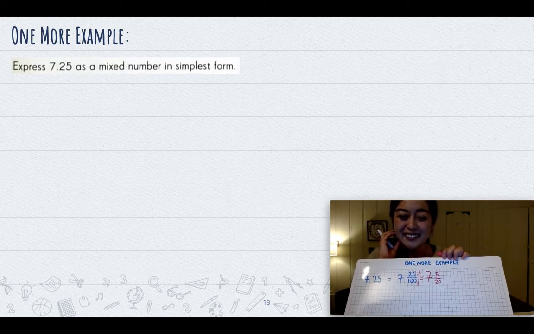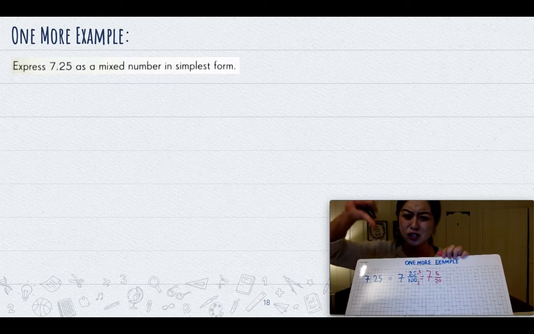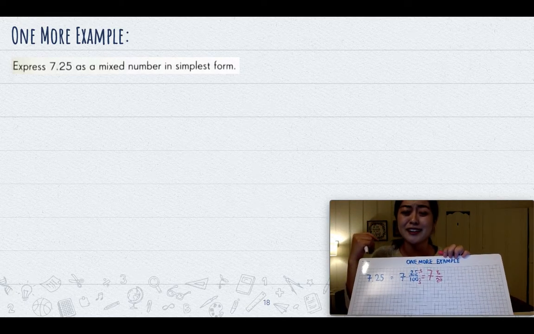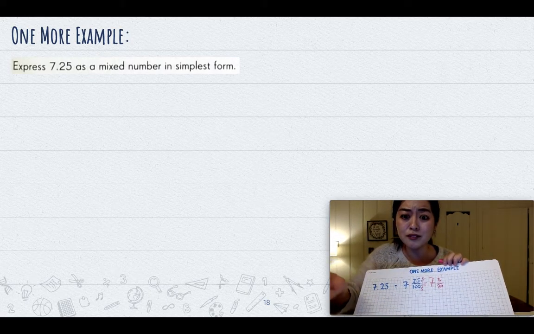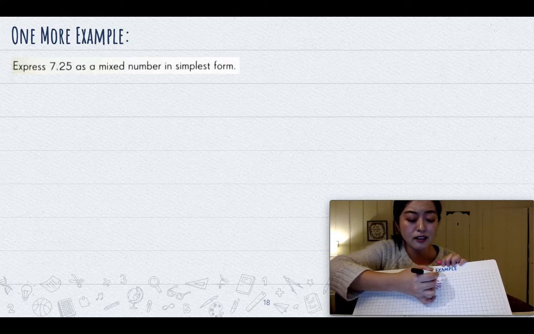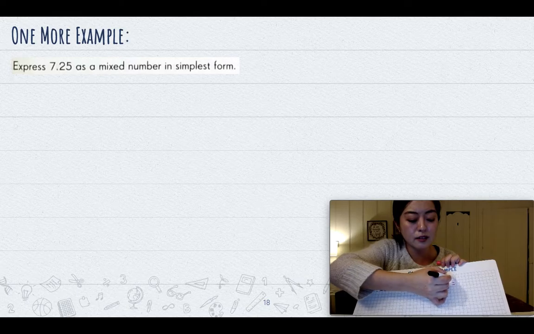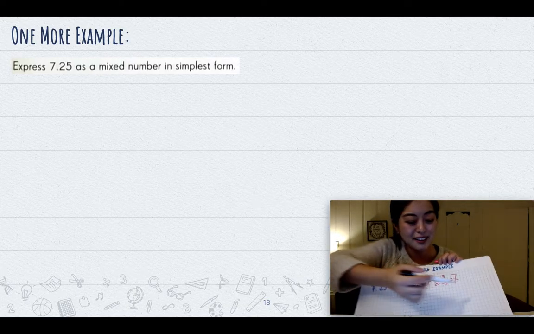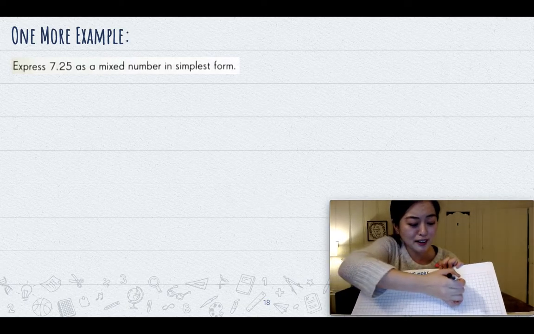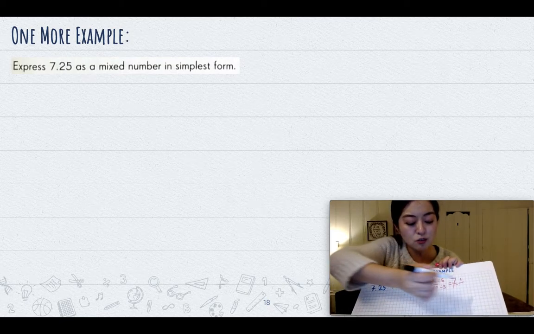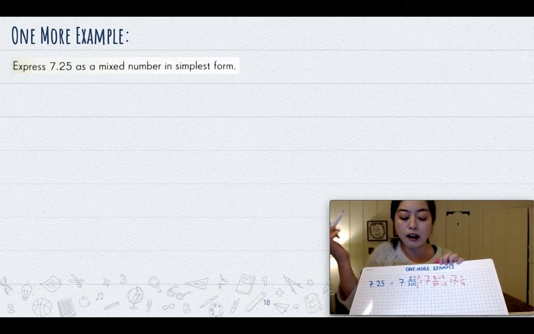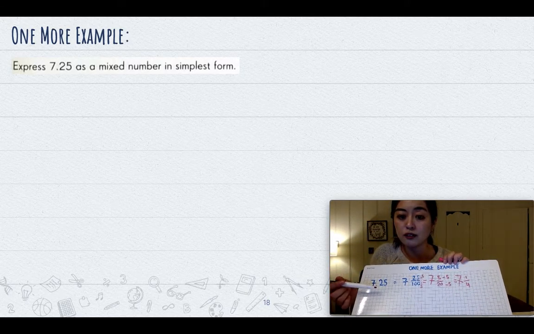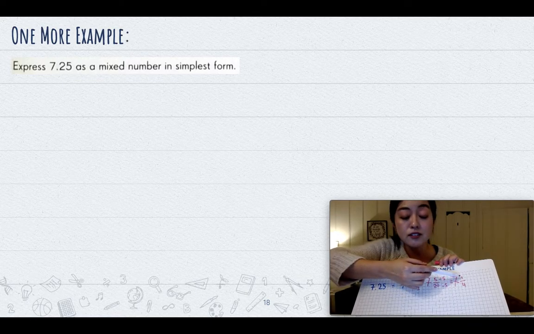Am I done? Yes? No? You're right, I have to keep going, because 5 and 20 have a common factor of 5, so I can divide it by 5 again. And I can't forget my whole number, because you saw how I forgot it before. So 5 divided by 5 is 1, 20 divided by 5 is 4. So 7.25 is equal to my mixed number, 7 and 1/4.